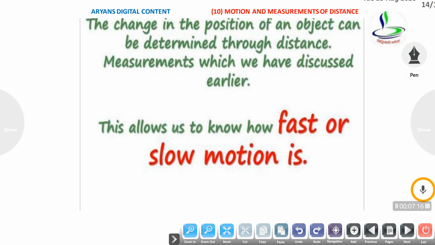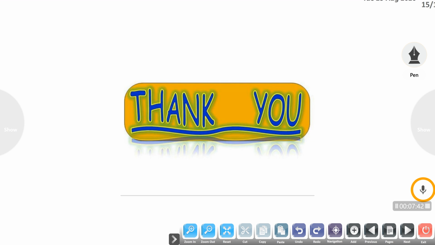The change in the position of an object can be determined through distance. We have learned this. Measurements which we have used are SI units: meter, centimeter, millimeter, kilometer. These all are SI units which we use to measure distance. This allows us to know how fast or slow the motion is. It's all about this chapter.